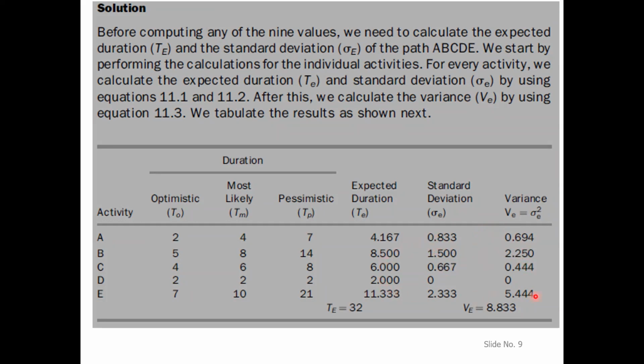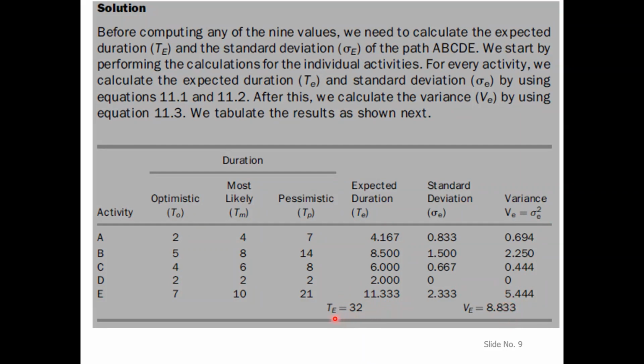Okay, so once we have calculated all of this, we will add up all the expected durations over here: 4.167, 8.56, 2, and 11.33. It will be 32. Incidentally, it is a round figure, 32 over here without any decimal places. So if you add all this together, it will be 32. And if you add all these variances together, it will be 8.833.